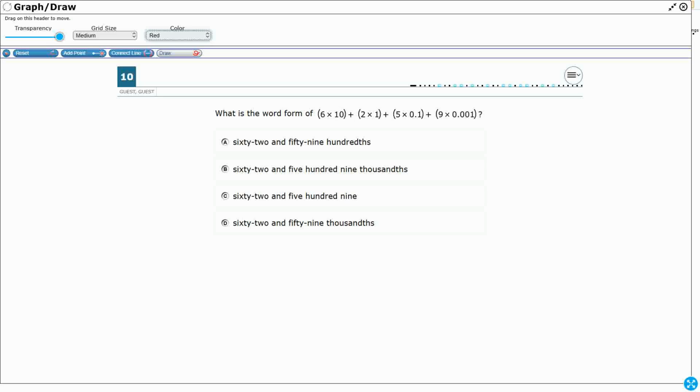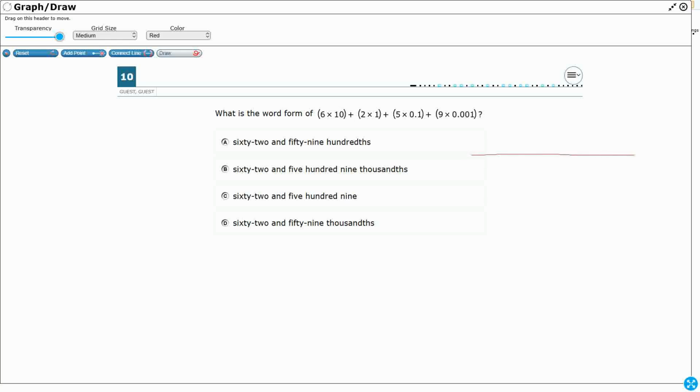All right, so we've got expanded notation here, and we need to write this in word form. So there's a few different ways we can do this, and let's look at a few of them. First, we can always draw a place value chart and write the number in standard form, and then go from standard form into that word form. So that's one way to do it.